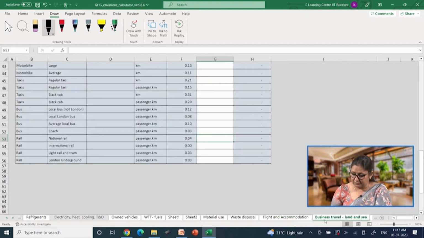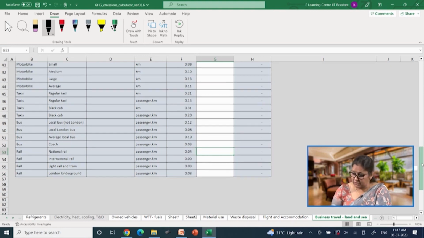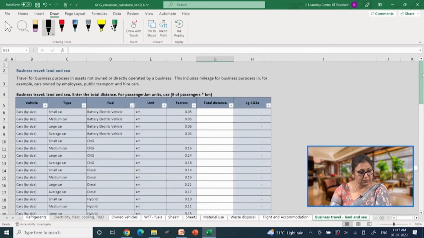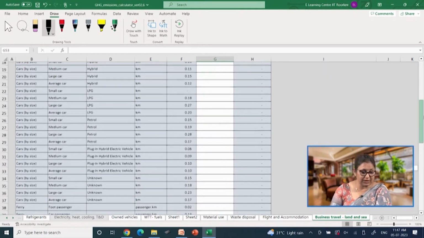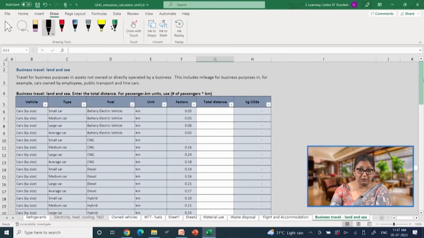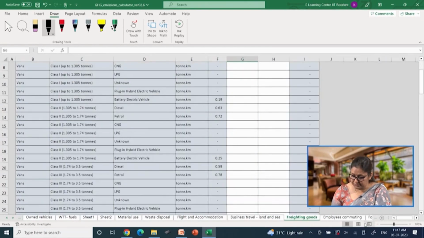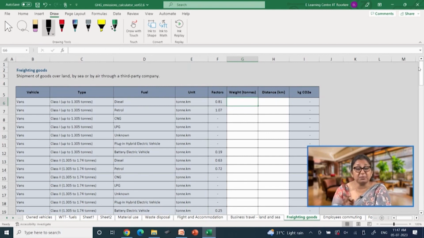Then we have business travel through land and sea. So, that was for air travel, this is for travel by land and sea, and accommodation has already been covered. So, different types of possibilities of travel are already given here. Then we have freighting. So, if transportation shipments are going to take place, if that is happening by land, sea or air, so that is through a third party, but of the products that are owned by the company. So, the emissions due to that freight are calculated here in this one.